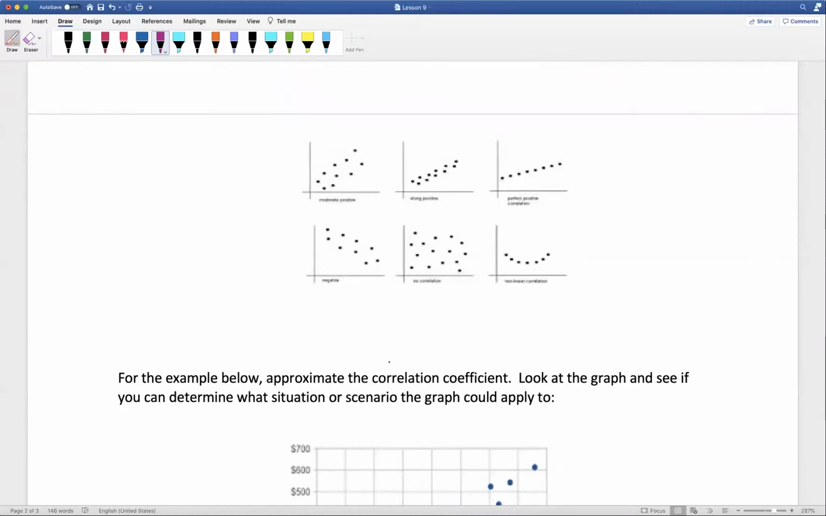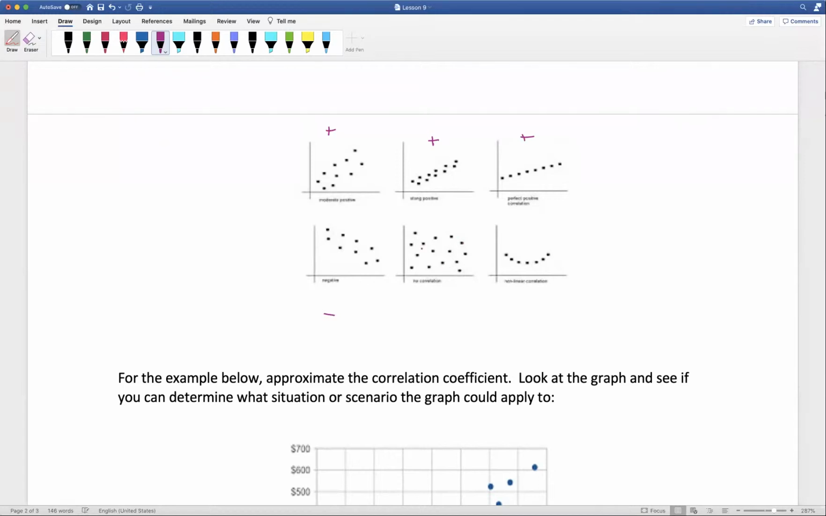Just looking at these, I want to make sure you know which ones are positive and which ones are negative. This is positive, right? It's going up from left to right. Same thing, this is positive. Same thing, this is positive. This would have a negative correlation coefficient, right? Because this is going down from left to right. And then we'll talk about these two.